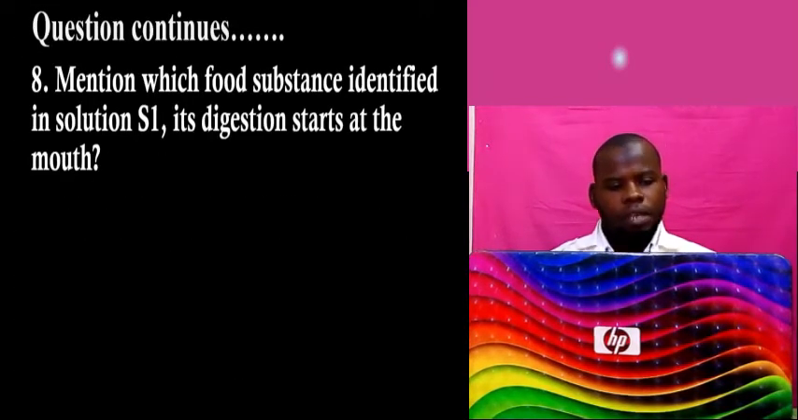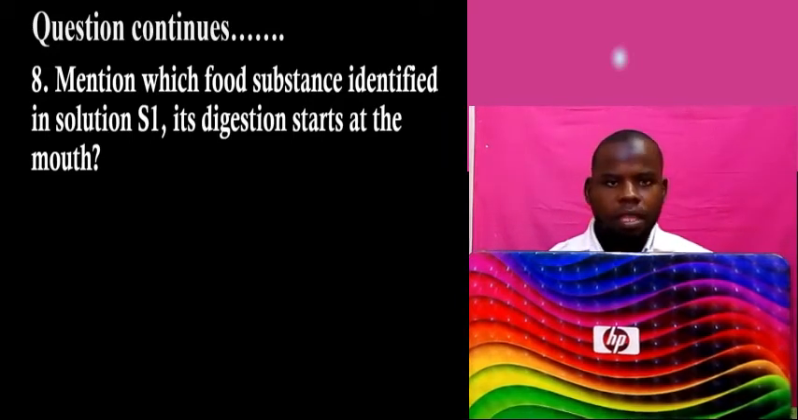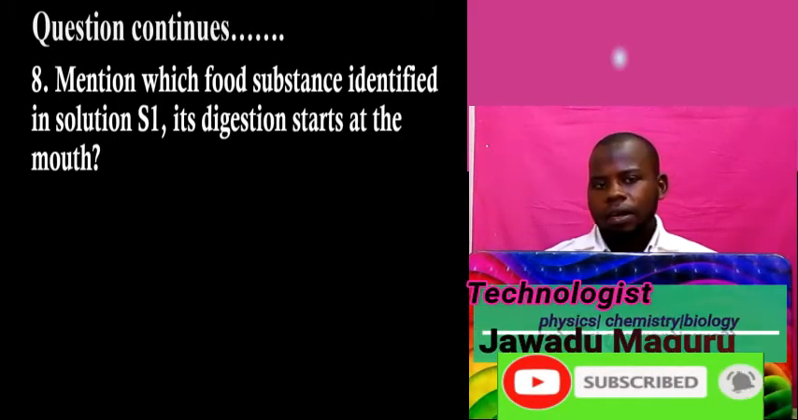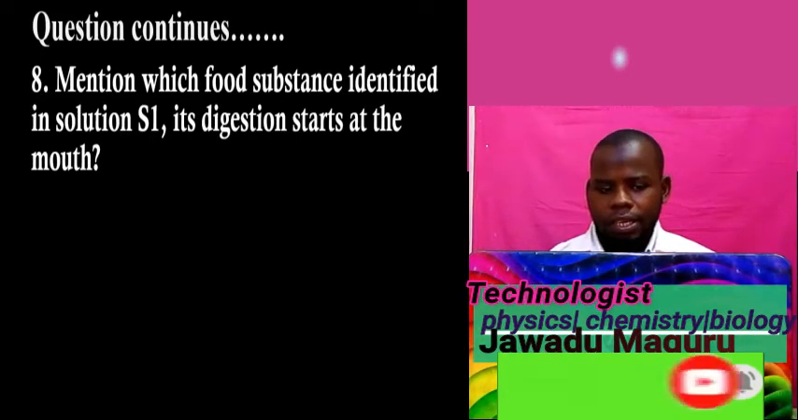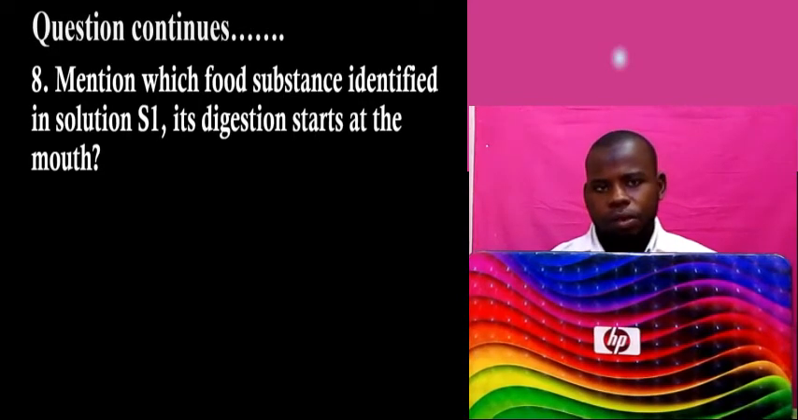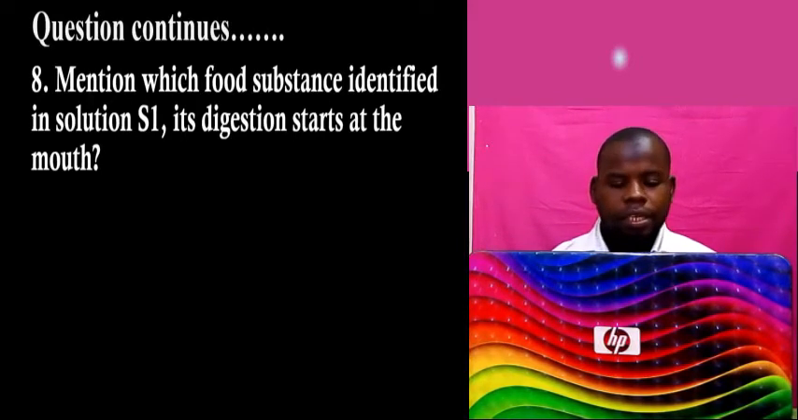That's question number 7. Question number 8: mention which food substance identified in solution S1 has its digestion starting in the mouth. Sometimes you can meet with an observation of the presence of starch. So the food which starts digestion in the mouth is starch. You can meet samples like these questions, or we can make additions. The food whose digestion starts in the stomach is protein. So this question is very important to the student.